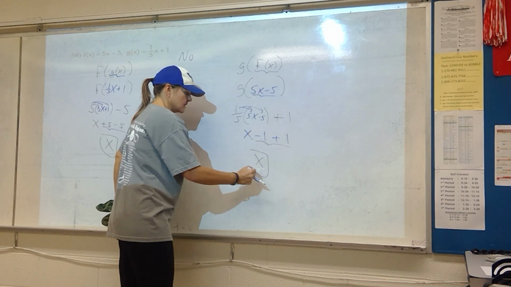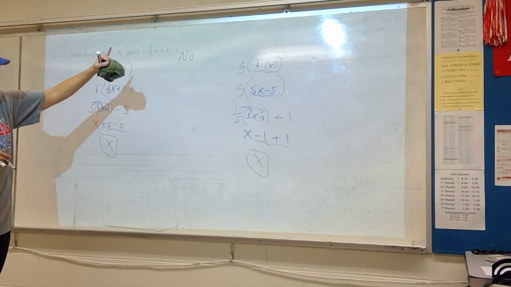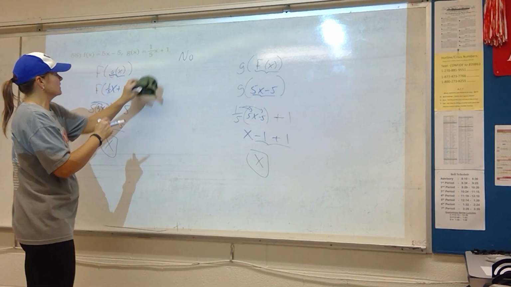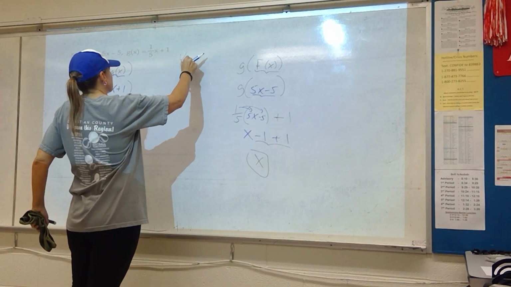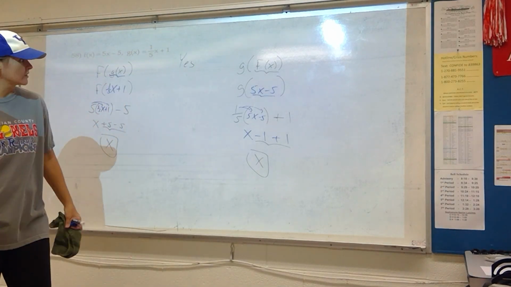These cancel. F of g of x and g of f of x both equal x, so this is a yes. This is they are inverses of one another.